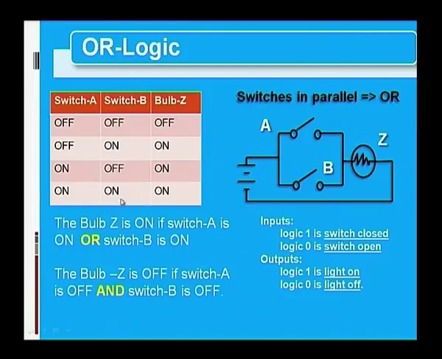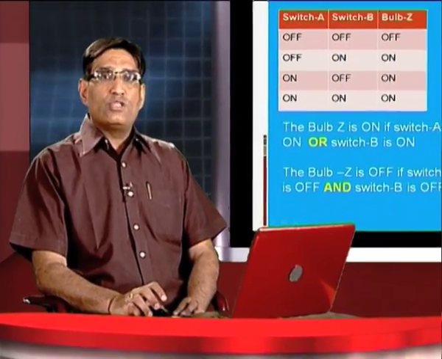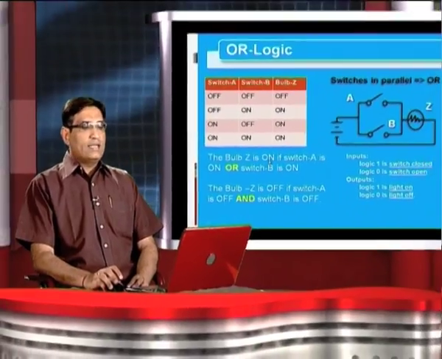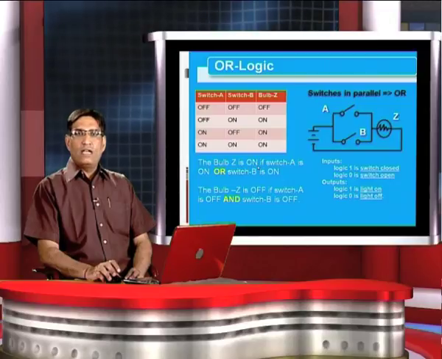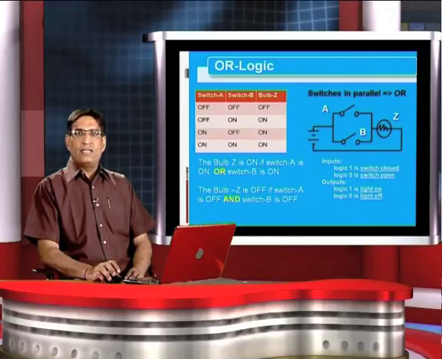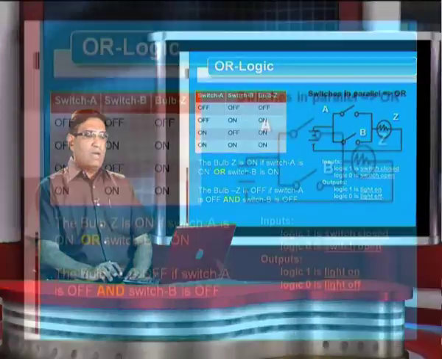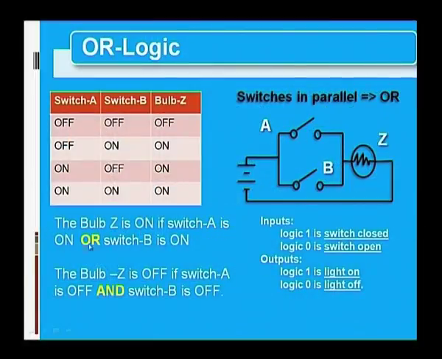If both the switches are on, then the circuit is completed by both paths and the bulb will glow. That means the bulb will glow if any one of the switches is on. So let us understand the two definitions, the first for positive, that is the true value, and the second for negative, that is the false value. We say that the bulb Z is on if switch A is on or switch B is on. The second definition says the bulb Z is off if switch A is off and switch B is off.